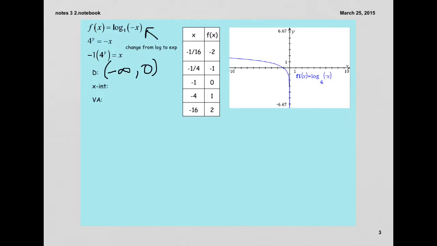Okay, and the x-intercept is going to be -1, 0. And our vertical asymptote, well, we can see there is nothing being added to the x, so our vertical asymptote is going to be x equals 0.